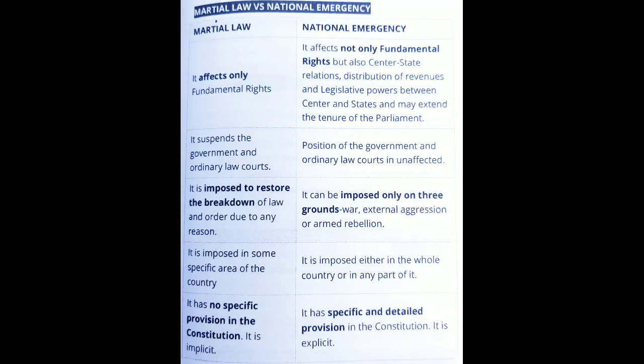Martial law is imposed to restore the breakdown of law and order due to any reason, but a national emergency can be imposed only on 3 grounds: war, external aggression, or armed rebellion. Martial law is imposed in some specific area of the country, but a national emergency is imposed either in the whole country or in any part of it. Martial law has no specific provision in the Constitution, it is implicit, but a national emergency has specific and detailed provisions in the Constitution, it is explicit.